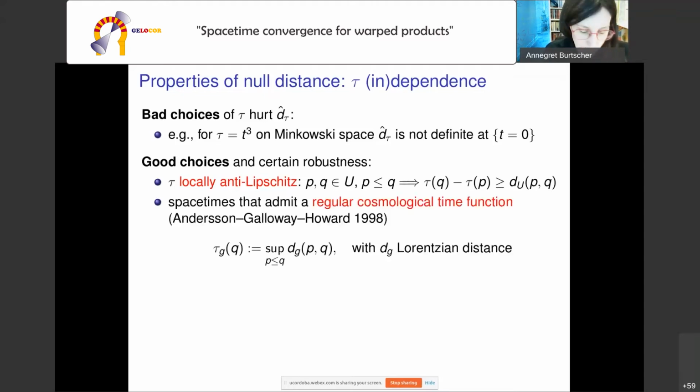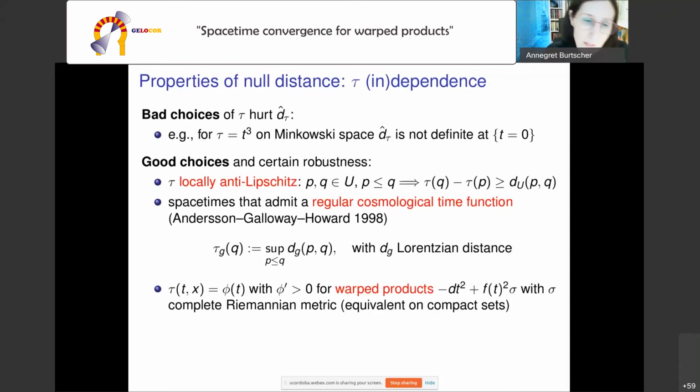Then there are also special cases where one can use very well-known notions of time functions. So for instance, if you have a spacetime that admits a regular cosmological time function, that is a notion based on the Lorentzian distance, as it's written here, then it's a good idea to use that one. But not all spacetimes will have that.